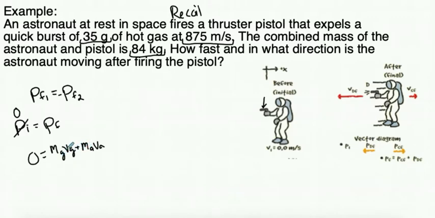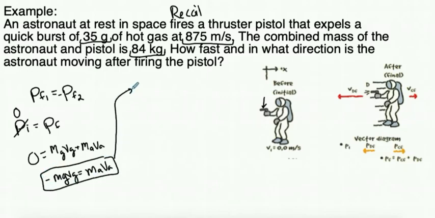It depends on the way we wrote this, but I wrote the gases first and the astronaut second. So we would have the gas here, it would be the negative, and then the astronaut would be the positive here. So let's go ahead and use this equation and plug everything in and see what we get.